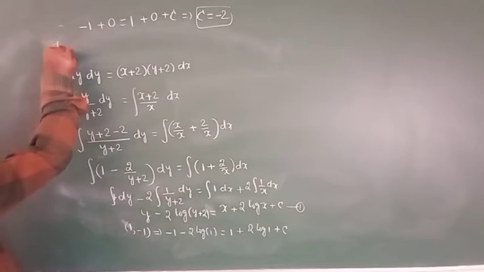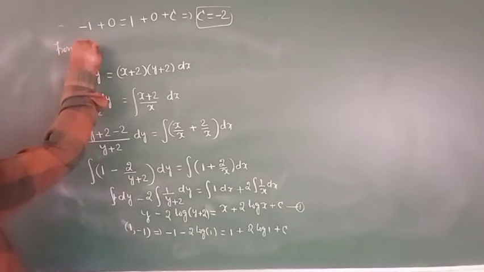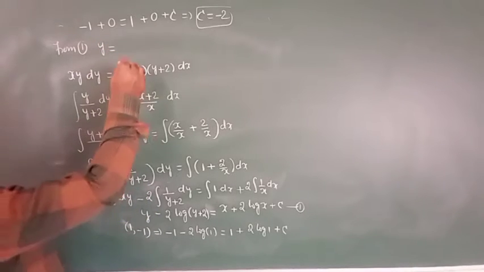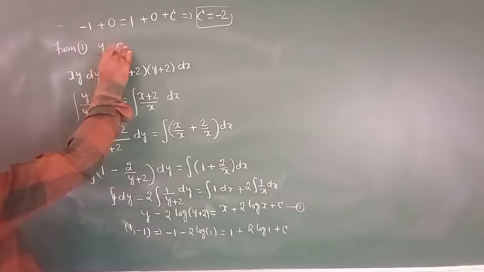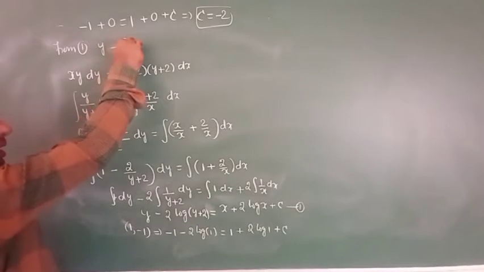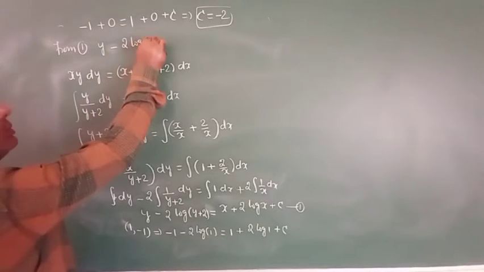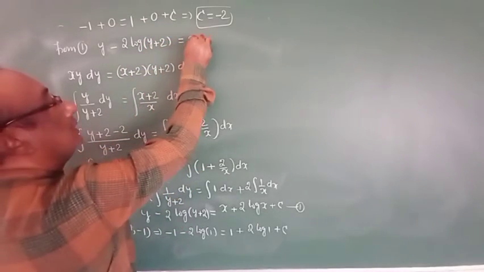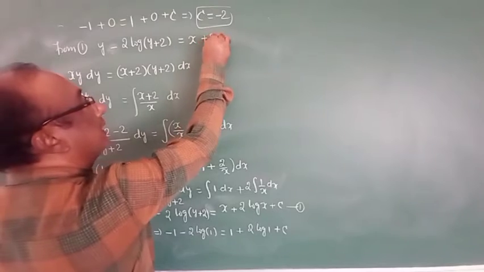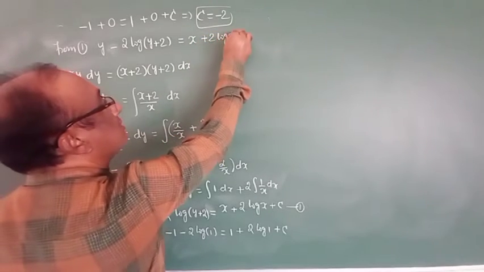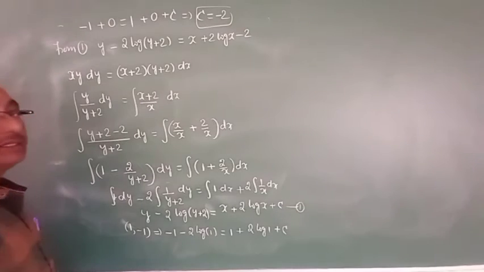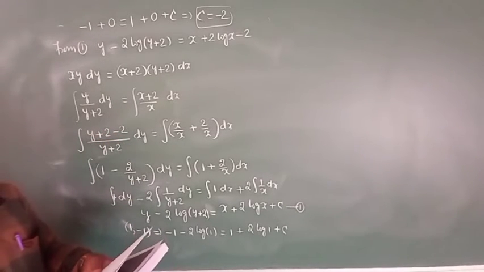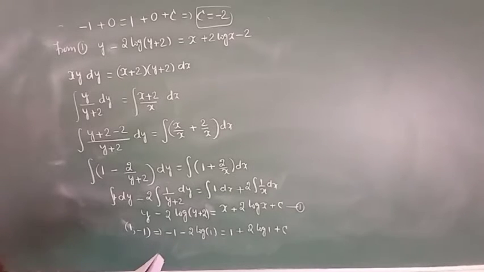From 1, write down: y minus 2 log of y plus 2 is equal to x plus 2 log x, C value is minus 2. Do some simplification with the logarithms and write the equation. Make the simplification.